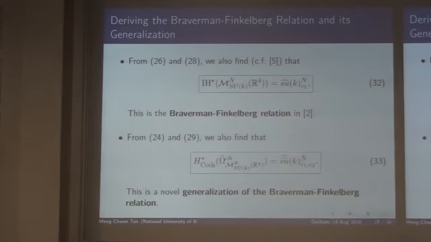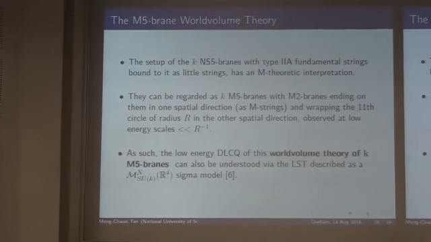Oh, and then we could prove this thing also. I sort of mentioned this in the Dong show earlier on in the talk. And okay, now the last part. So the M5-branes, the little strings that we're talking about, with type 2A fundamental strings bound to it as little strings, that has an M-theory interpretation. So that descends from M theory actually.